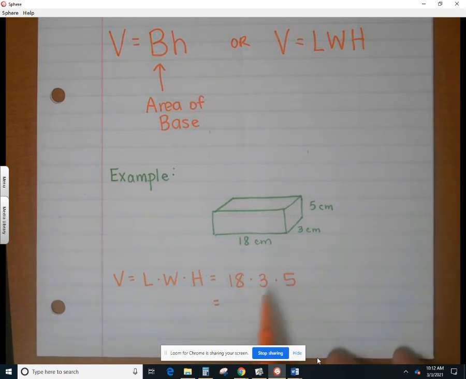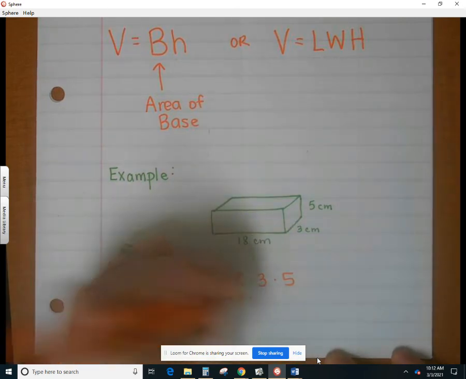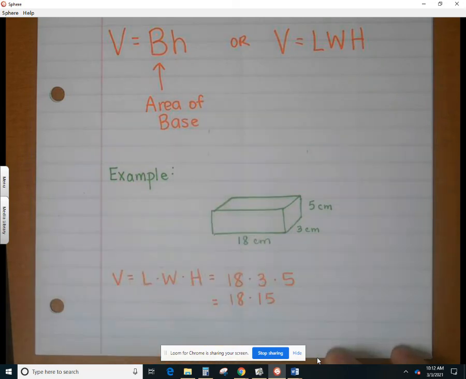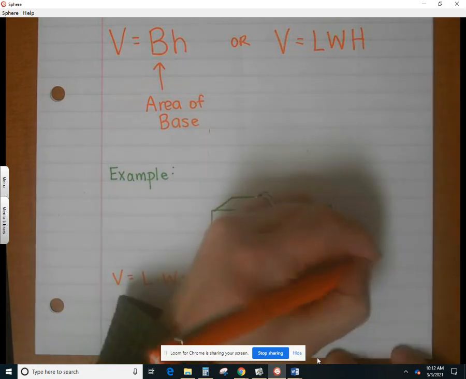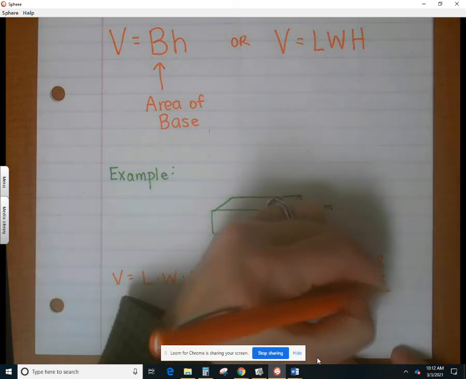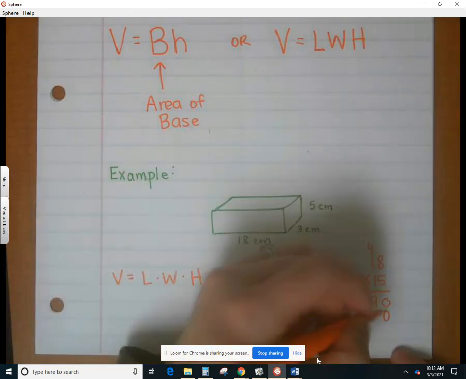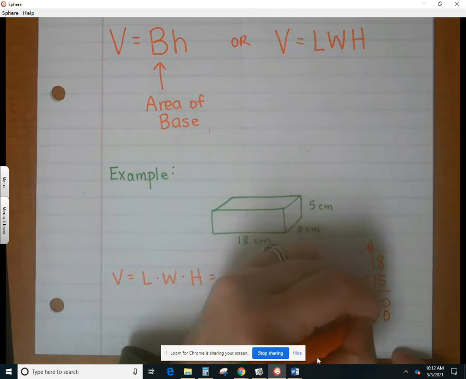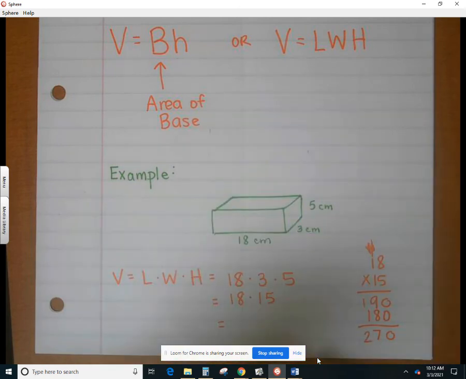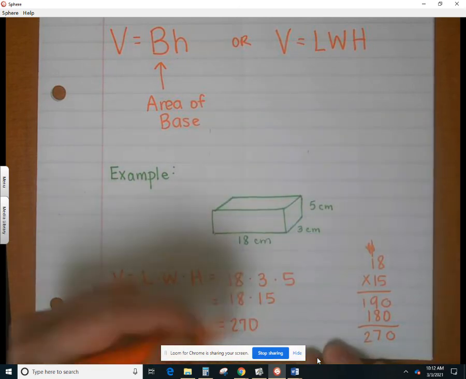And because I know what 3 times 5 is, I like to just do the ones I know first. So the 18 is going to stay for now, because I'm going to go ahead and say 3 times 5 is 15. And then I just have to work out one problem, because I don't know 18 times 15. So 18 times 15 is 49, placeholder 0, and then an 8 and 1. So I ended up getting 270.